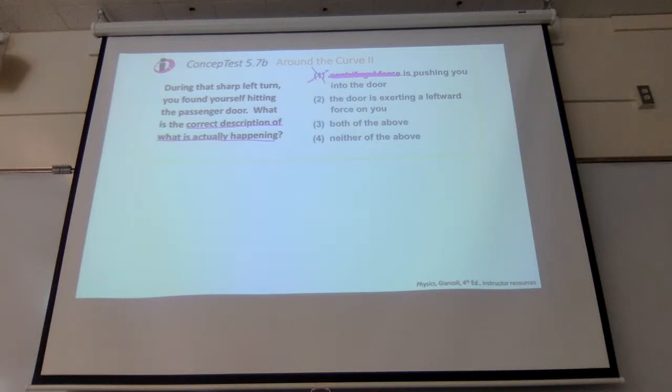So what are these other ones? Well, it can't be both because number one's not allowed. It leaves us with number 2. What's really happening is the door is keeping you in the car. Thank you, door, because you didn't have a seatbelt on, right? We already determined if the door is open, you're just going to keep going straight, and the car is going to leave, which means you end up out of the car, okay? So the door is the force that's actually making you take the turn with the car.